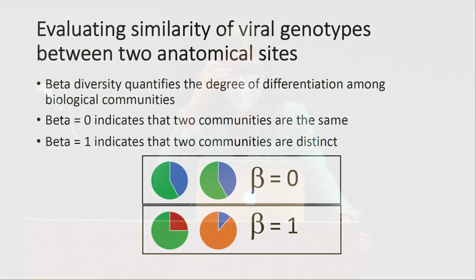All right, now to more formally quantify and evaluate the extent of heterogeneity across sites, we applied a beta diversity metric. So beta diversity is frequently applied to quantify the degree of differentiation among biological communities. Here, the communities we're considering are viral populations in specific lung lobes of the pig. And we've applied a relative scale, so it varies from 0 to 1, with 0 indicating that the 2 communities would be the same in terms of the genotypes that were detected there, and 1 indicating that they're entirely distinct.